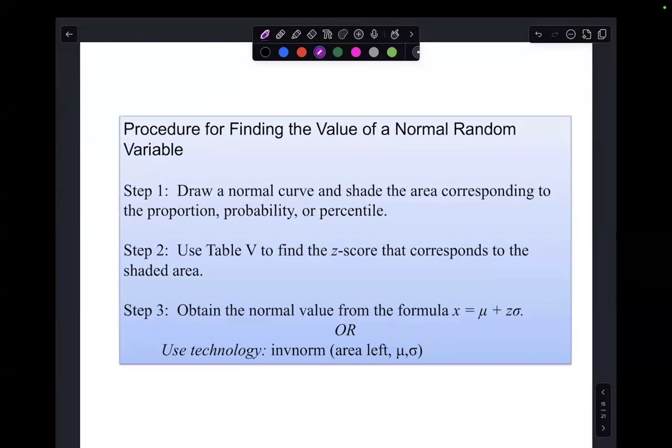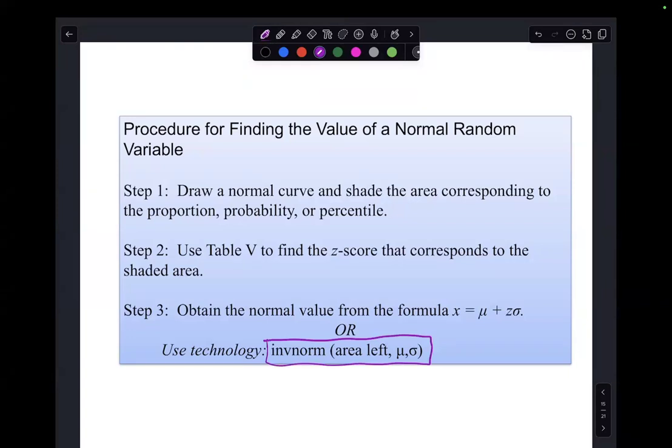All right. So it tells you to draw a curve and shade the area. It is a really good idea to draw the curve and shade the area. So we can use the z table and search in the body for the probability you're looking for, or we can use this function right here on the calculator. This is what I recommend. It's inverse norm, and I'll show you in a minute.